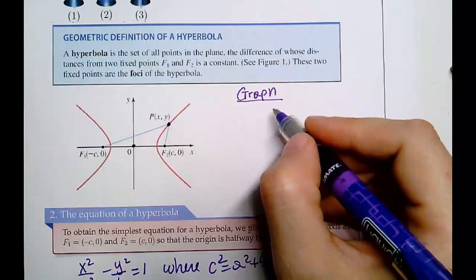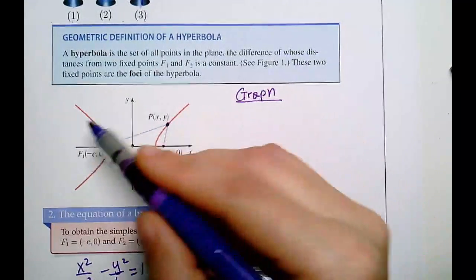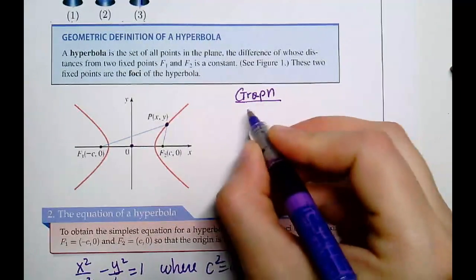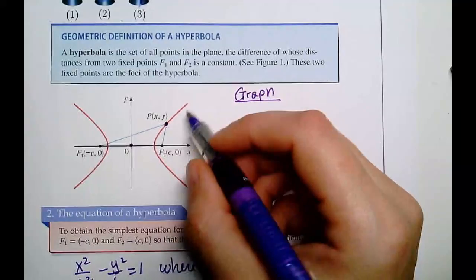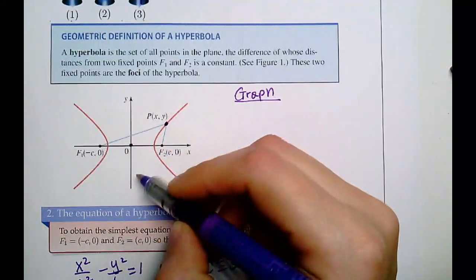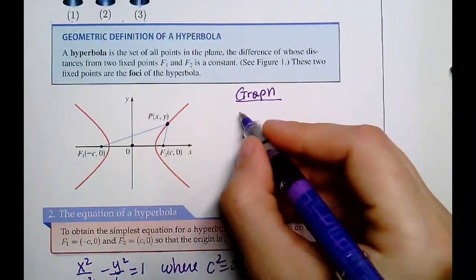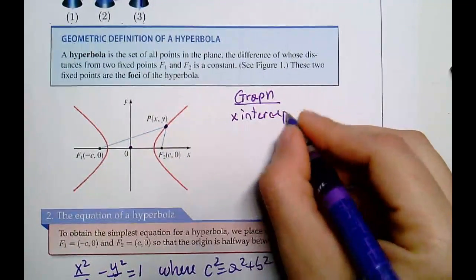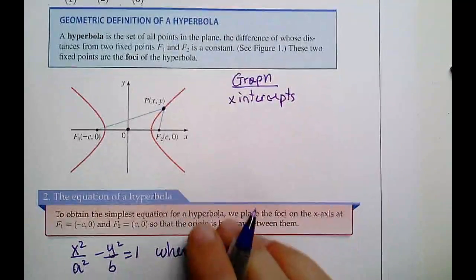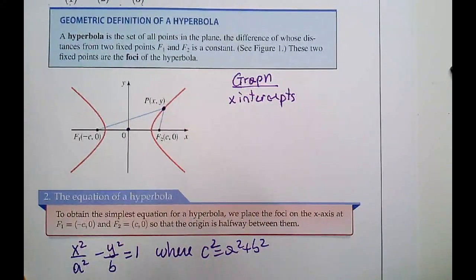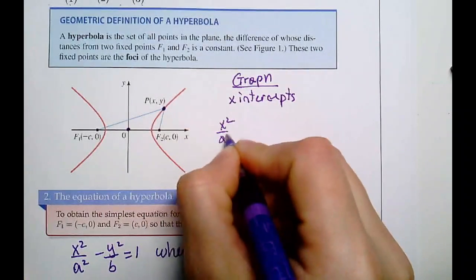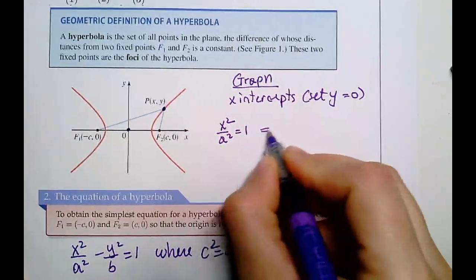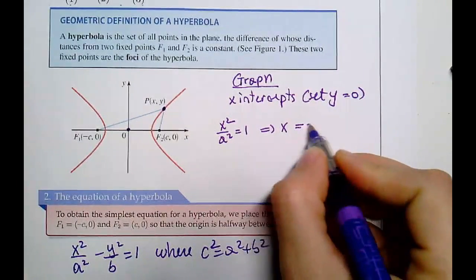you can notice that we have two pieces, and there is symmetry with respect to the y-axis and symmetry with respect to the origin. In this case, when the hyperbola is like this, we have no y-intercept, and clearly it has two x-intercepts. Let's find the x-intercepts. We set y equal to 0, so it's just going to be x squared over a squared equals 1. This gives us that x equals plus or minus a.